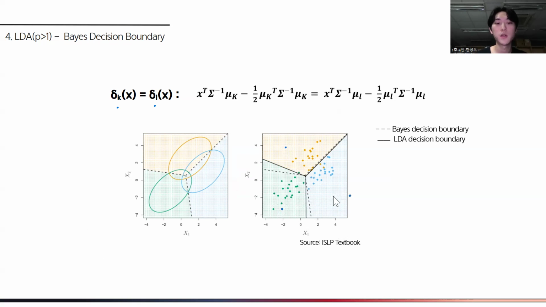In this p greater than 1 case, just like the p equals 1 case, we must estimate the unknown parameters pi k, mu k, sigma. The process is identical to the p equals 1 case, so the equation will be omitted. LDA estimates the parameters, substitutes them into the discriminant function, and assigns each observation to the class with the largest value.